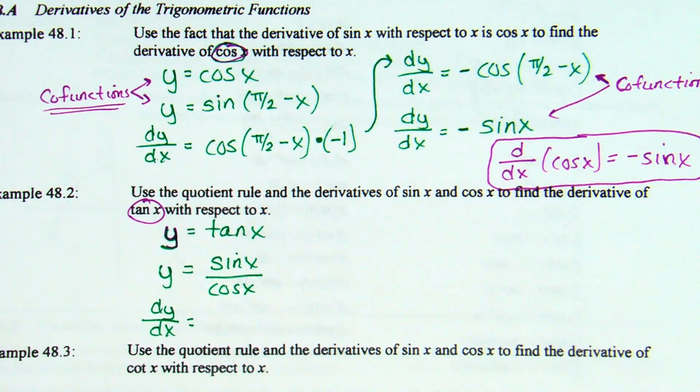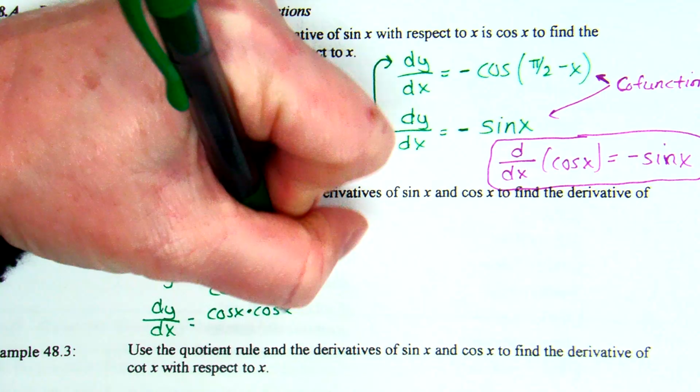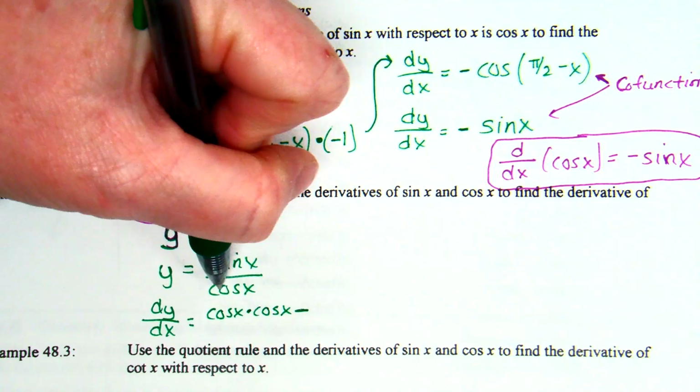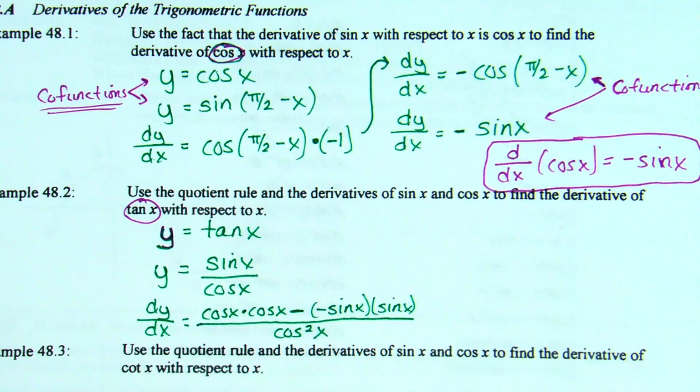Okay, so derivative of the top. What's the derivative of sine x? Cosine x. Times the denominator, as is. So times another cosine x. Minus. Now we reverse it. Derivative of the denominator. What is the derivative of cosine x? Negative sine x. Times the numerator, as is. All over denominator squared. So cosine squared x.